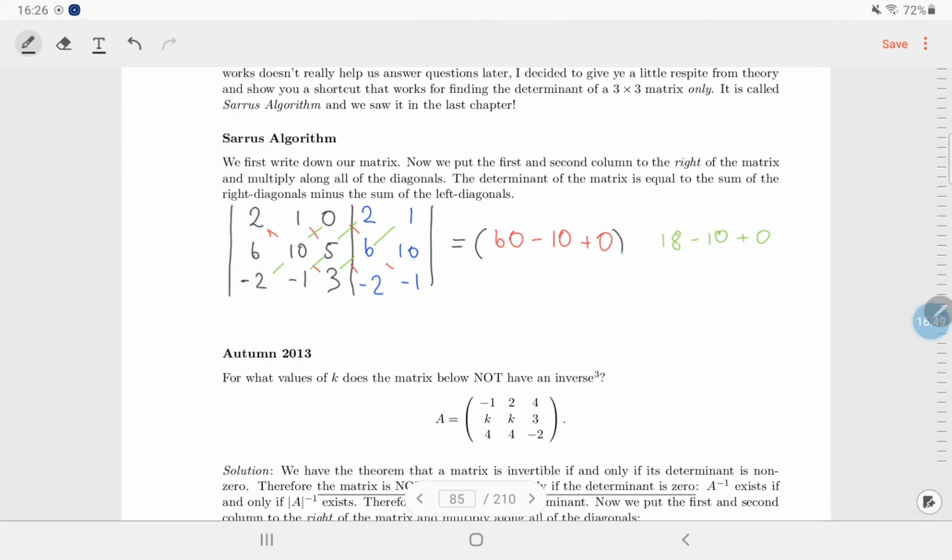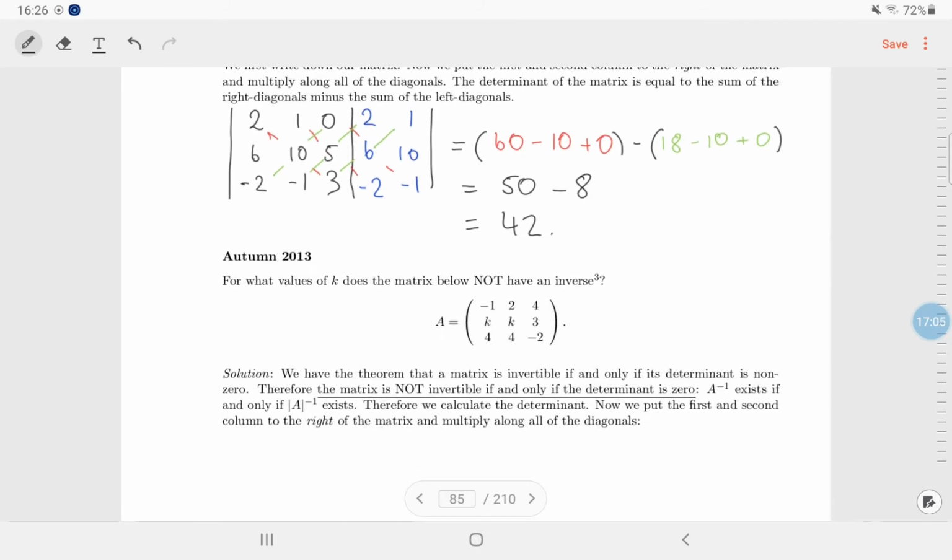So this is 60 minus 10, which is 50. Take away 8, looks like 42. Okay, so you've actually seen that before, so no kind of bother.